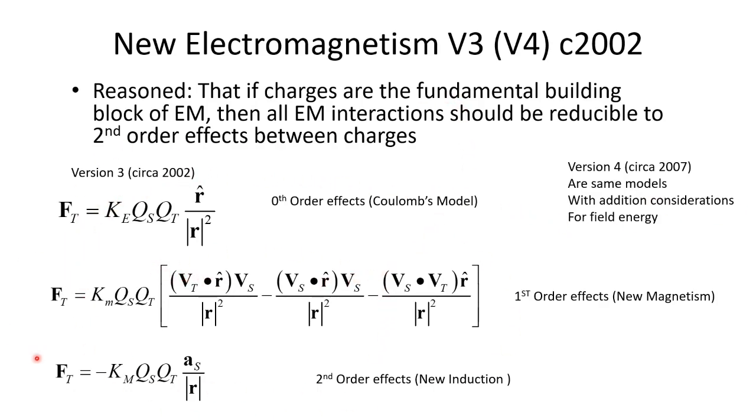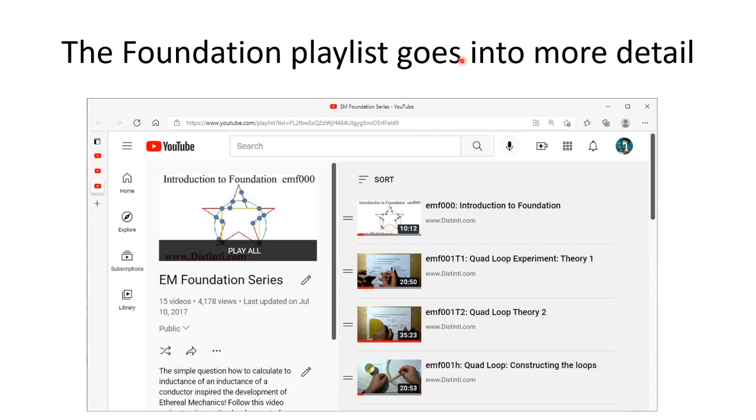Now, I still call these collectively, whether you're talking about version 3 or version 4, I still say version 3. Now, the reason why I'm going into all this, so you understand why we're up to version 5 already, is because I already have a version 4, but it's really the same as version 3. Okay, so if you want to go into more detail of how New Electromagnetism evolved into Ethereal Mechanics, you can go to the EM Foundation series. I have the link for this playlist in the load bar. You can go look at that later.